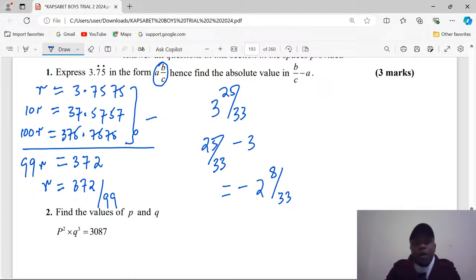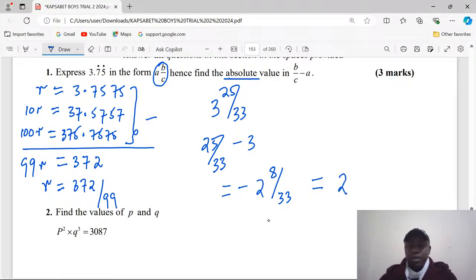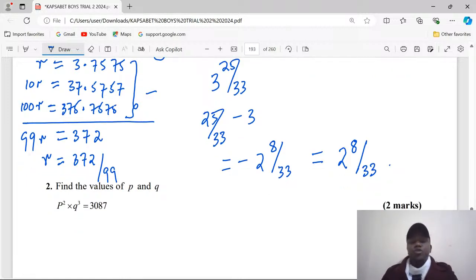Remember, it's good for students to be reading the questions carefully. The word absolute value means when we get the difference or whatever computation that we are doing and we get a negative number, absolute value means now just the magnitude of the number, regardless of the sign. We just pick the number, which is 2, 8 over 33. This is the meaning of absolute value. We just ignore the sign and we write the quantity.